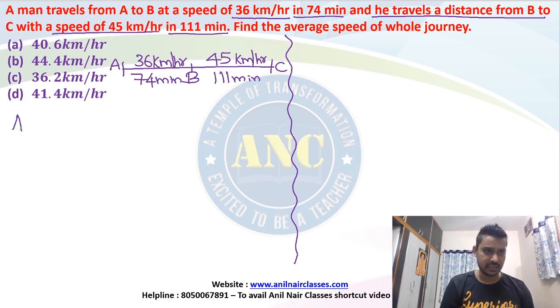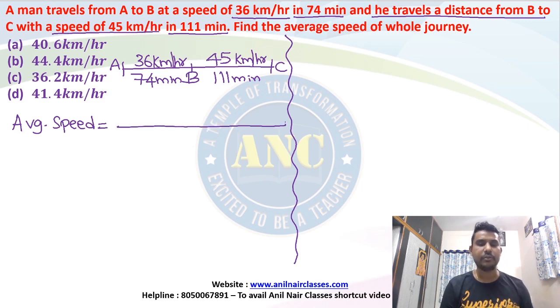Now see here. Generally, how will you calculate average speed? Average speed is total distance divided by total time. Distance traveled we don't know, but we can assume it as LCM of given speeds. But we also know that distance is nothing but speed into time, and speed value is given. Time value is also given.